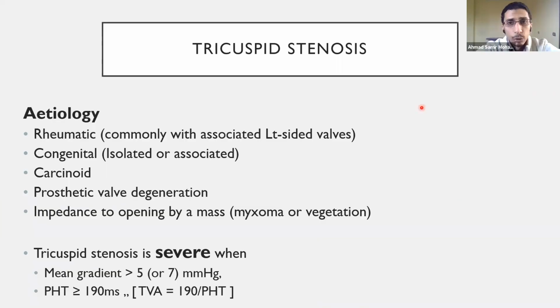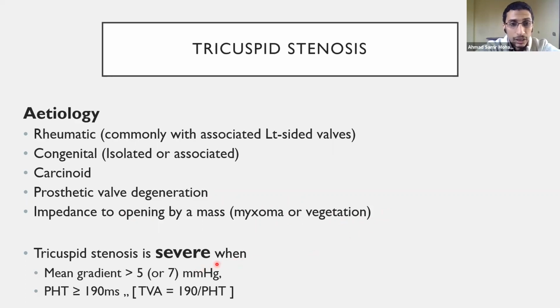The tricuspid stenosis, as a matter of fact, the etiologies as described previously, if we compare them, usually the tricuspid stenosis is due to organic reasons. Likely, if they are rheumatic, and commonly rheumatic tricuspid stenosis is associated with rheumatic affection of left-sided valves, and commonly has tricuspid regurg by its side. The congenital type can be isolated tricuspid stenosis versus atresia, or associated with other complex congenital anomalies. The carcinoid syndrome affects primarily the right-sided valves, tricuspid and pulmonic. It might be a prosthetic valve degeneration in the tricuspid position, or on some occasions, it is secondary to impedance to the opening of the valve by a mass, either an atrial myxoma or vegetation, that mimics the function and the clinical picture of a tricuspid stenosis with normal valve structure.